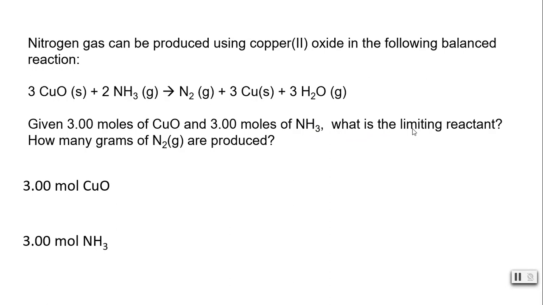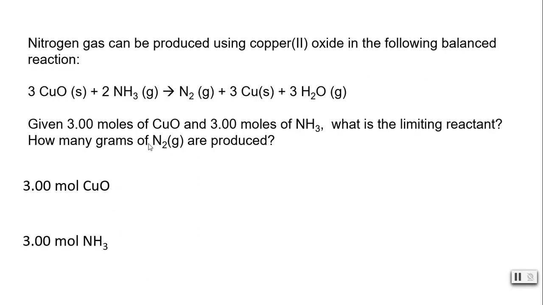And I want to know what the limiting reactant is, and I want to know how many grams of nitrogen gas, the product nitrogen gas, are produced. So when asked about limiting reactant, you need to remember that the limiting reactant is the species that produces the smallest amount of product. In this case, it's going to be helpful if we calculate how much nitrogen gas, that product, is produced by both of these.